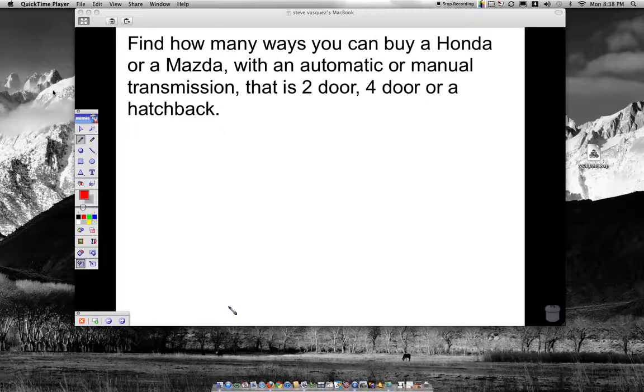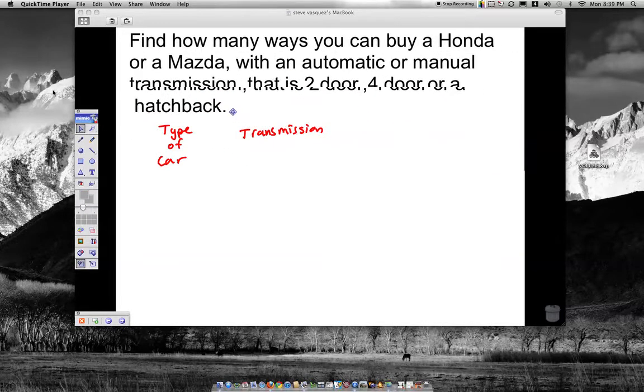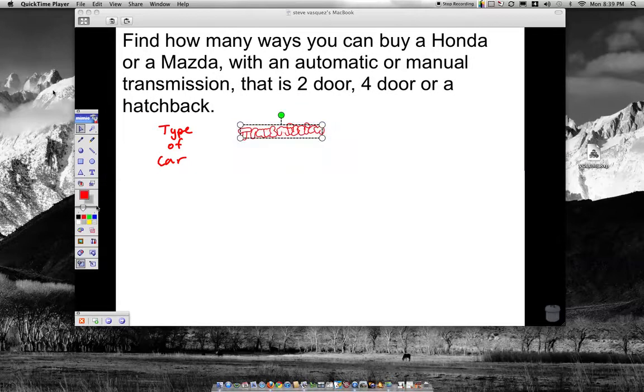My next question is asking about purchasing a vehicle. I want to find how many ways you could buy a Honda or a Mazda with an automatic or manual transmission that is 2-door, 4-door, or a hatchback. So I have, first is type of car. Second is going to be transmission. And my third possibility is going to be body style. That's the 2-door, the 4-door, the hatchback.